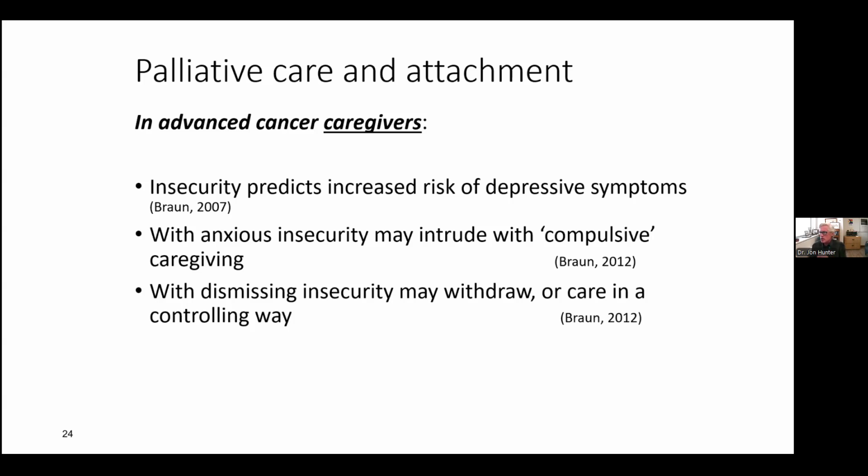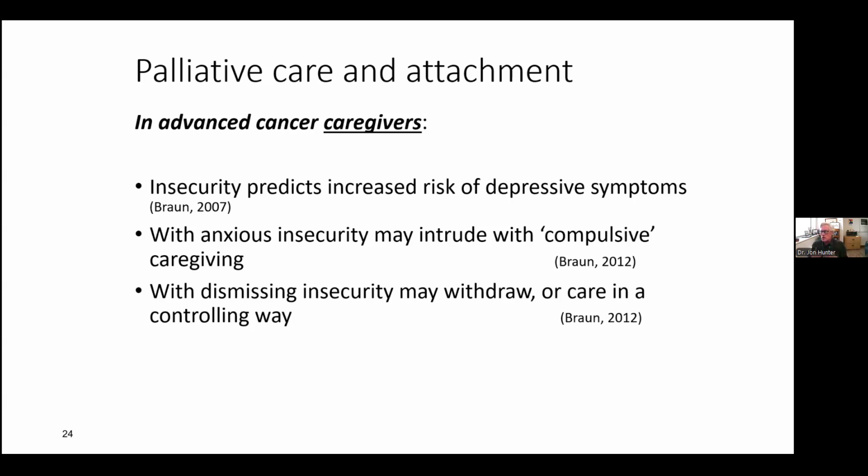Interestingly, there's also a link here to the caregivers of people that have advanced cancer. Braun showed years ago that in the caregivers of people with advanced cancer, if they have an insecure attachment style, they're going to feel more depressed. And if they're anxious, if they're the compulsive care seeking type, they may actually kind of get in the way of the person who has cancer by intruding with the need to administer care. In other words, they're not administering care based on what the cancer patient themselves asks for or needs, but because of their own need to be present in the caregiving circumstance.